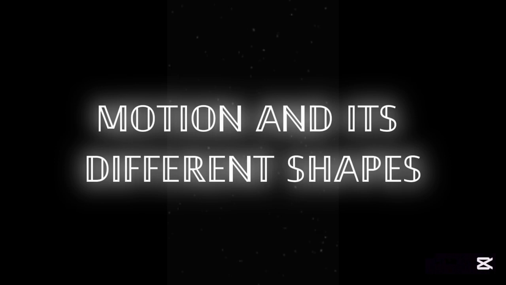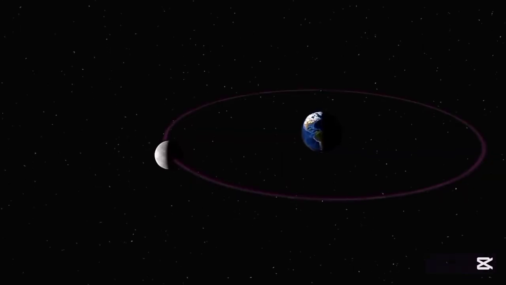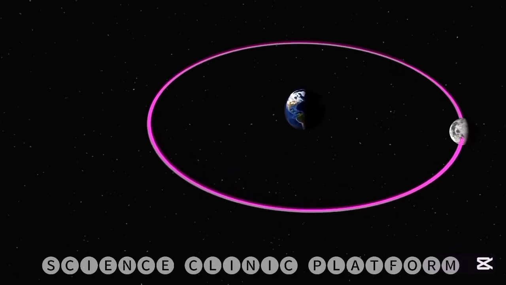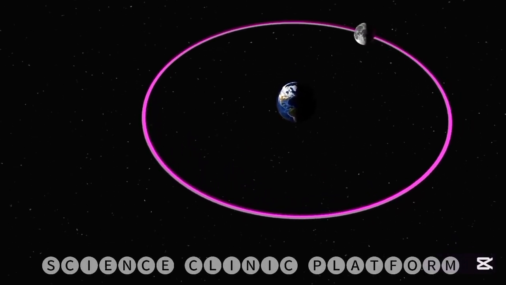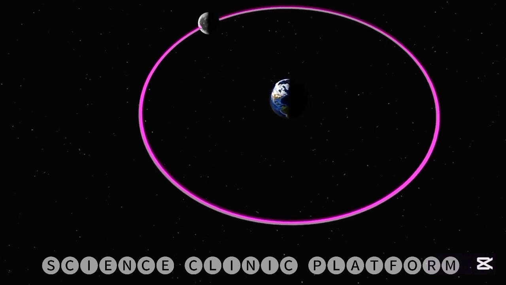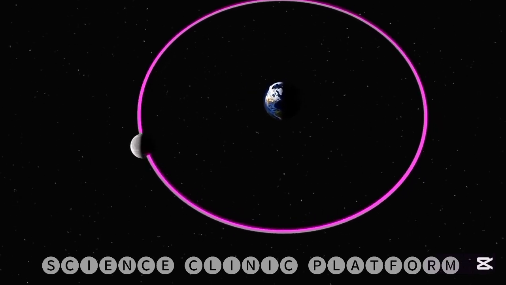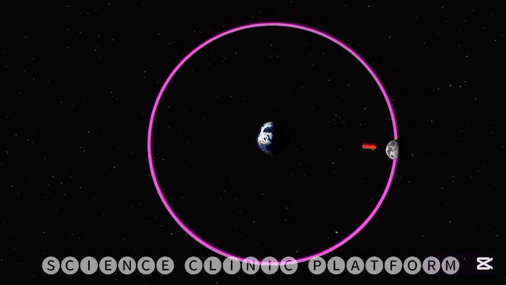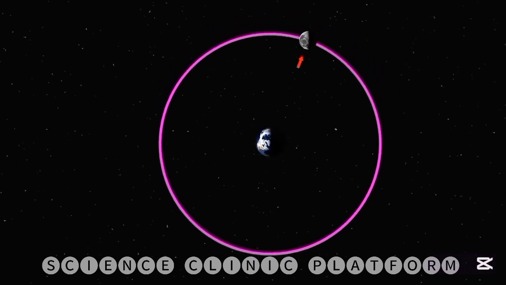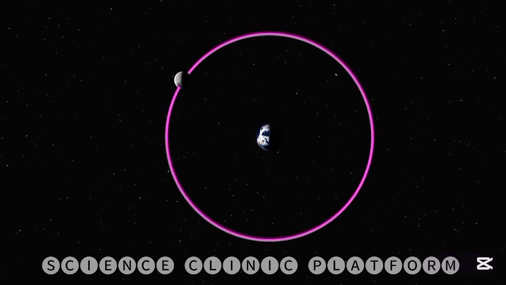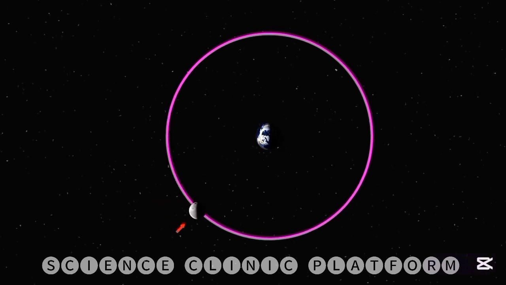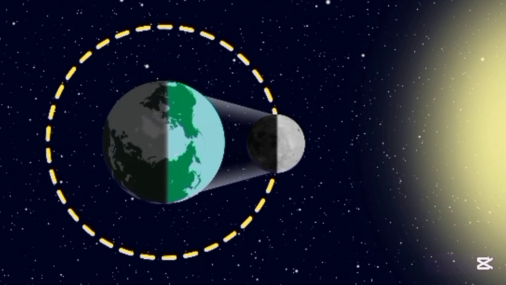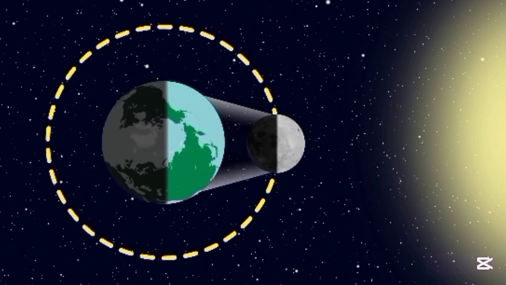Motion and different shapes of the moon. The moon does not emit light itself. The moon's light we see is actually the sun's light reflected off the lunar surface. So, as the moon orbits the earth, the sun lights up different parts of it, making it seem as if the moon is changing shape.